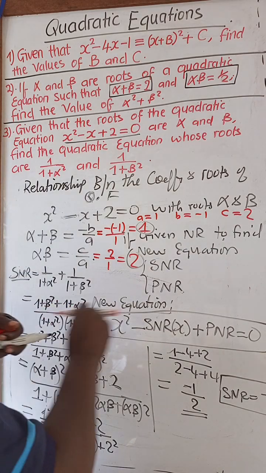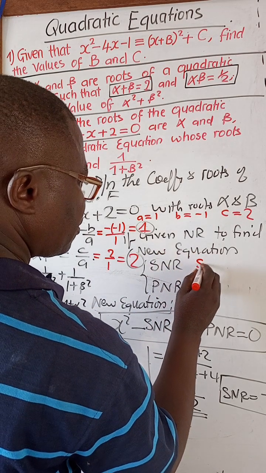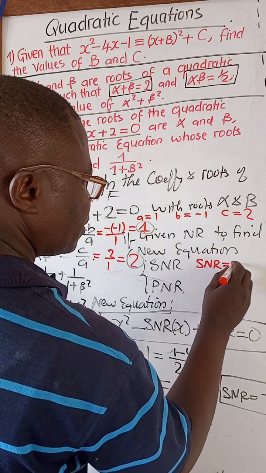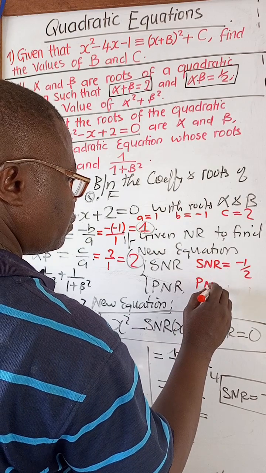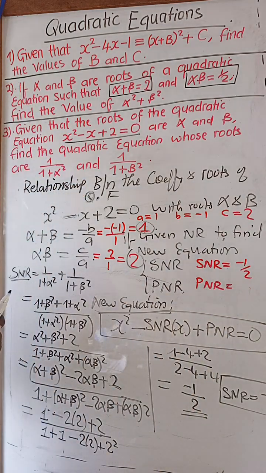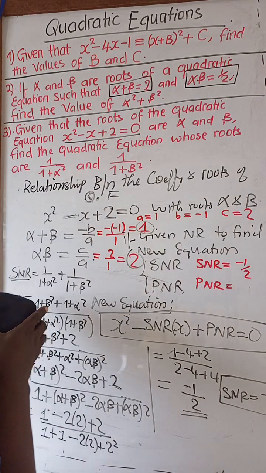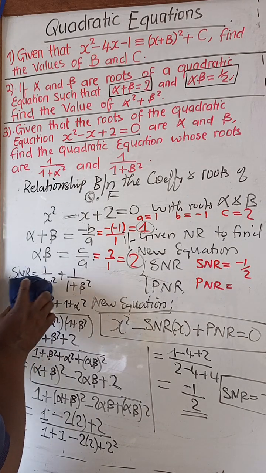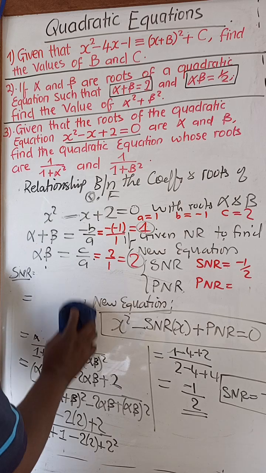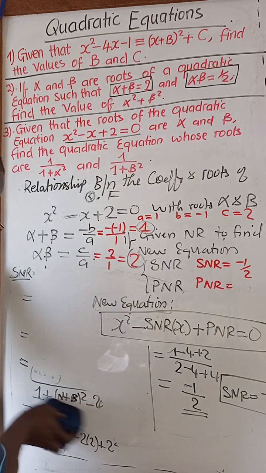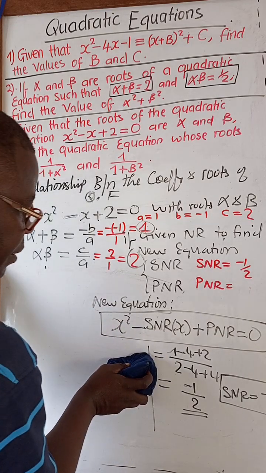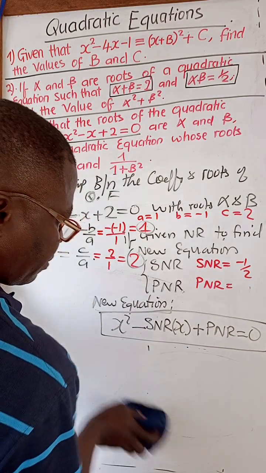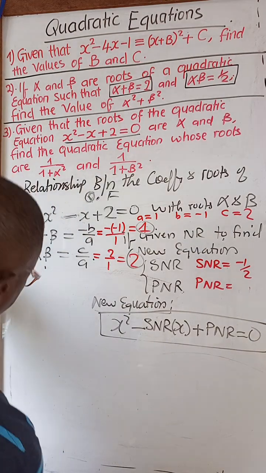Okay, so let's write it somewhere here. Sum of new roots is negative half. Now we want to look for the product of new roots. Okay, now let's take off this. So we can now evaluate the product of new roots.